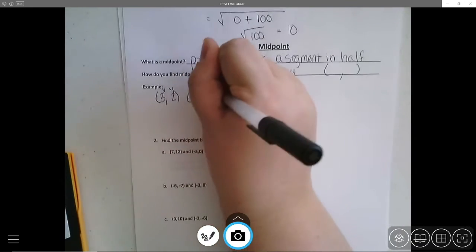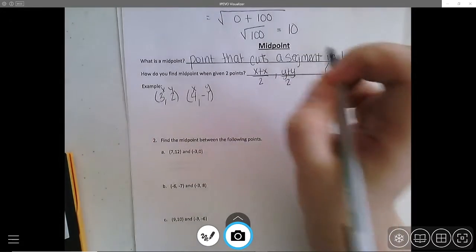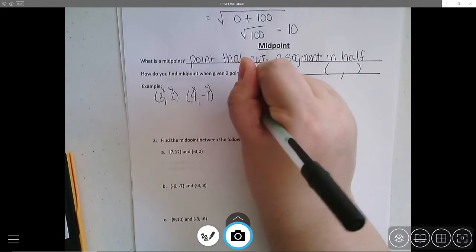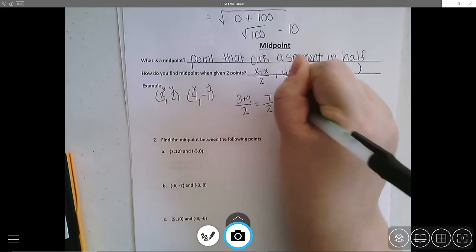Okay, so x, y, x, y. It does not matter the order of which x's go first. 3 plus 4 divided by 2. That's 7 divided by 2, or 3.5.